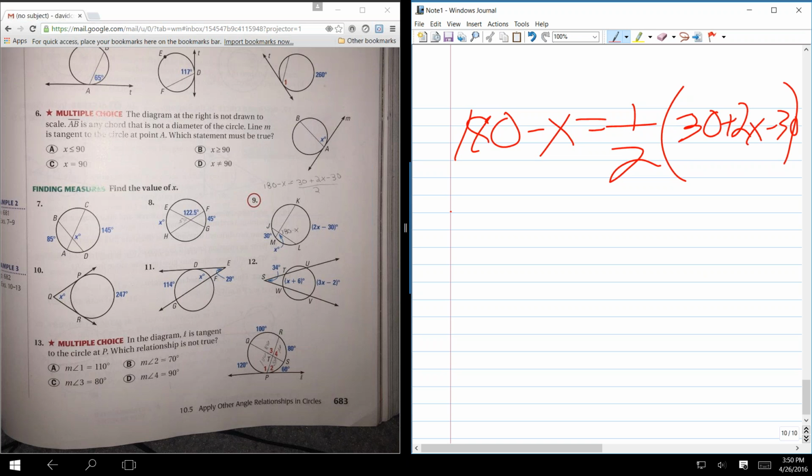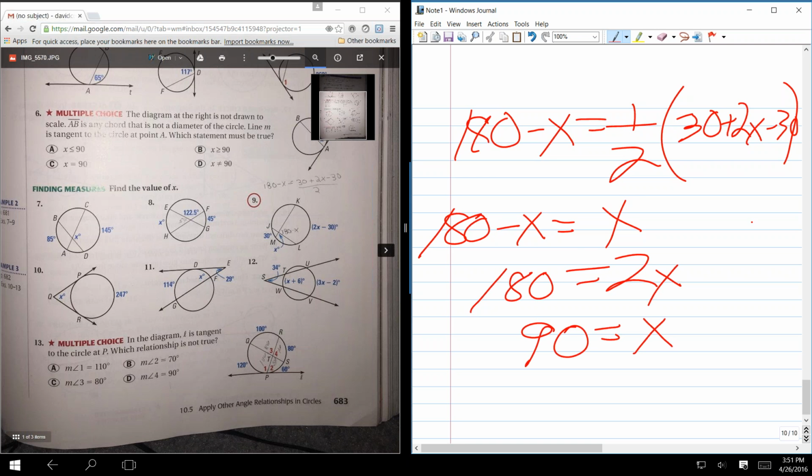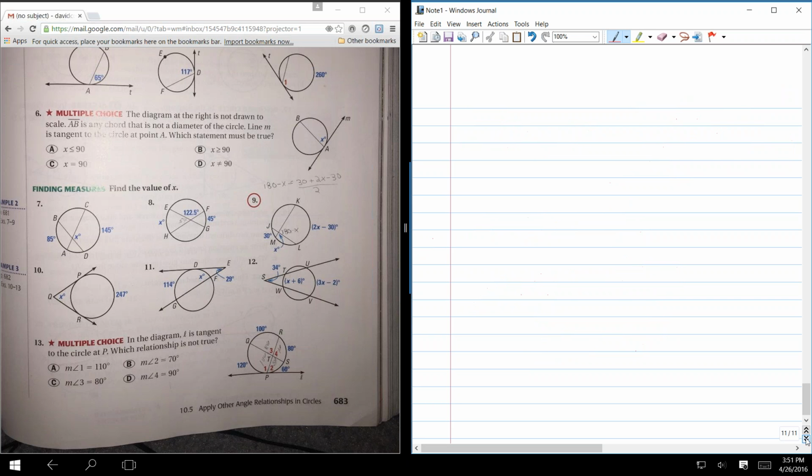Now we can solve that. We get 180 minus x equals x. Add x to both sides, you get 180 equals 2x. X is 90. And again, it does look like a right angle. Okay, let's look at 10.